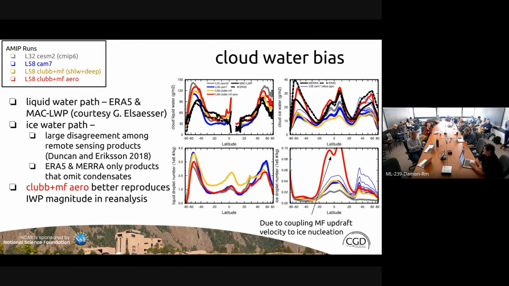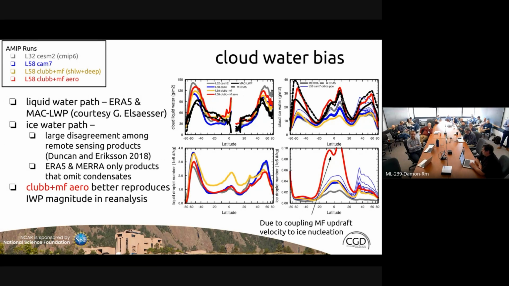And then our CLUBB-MF versions in the gold and the red have a little more liquid water path in these subtropical regions, closer to the reanalysis. At high latitudes, in all model cases, we tend to produce too much liquid water path, especially over the Southern Ocean. Going from CAM 6 in gray to CAM 7 in blue always has this impact where it reduces your liquid water path. It also does this for ice water path. This is a consequence of going from MG2 to PUMAS.